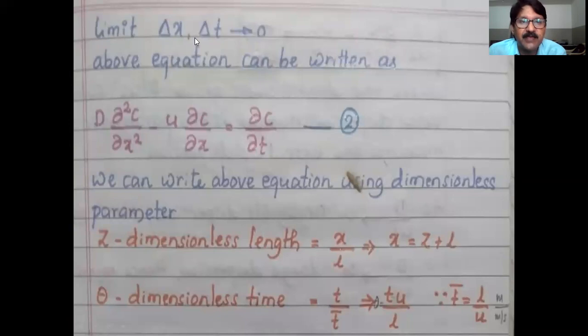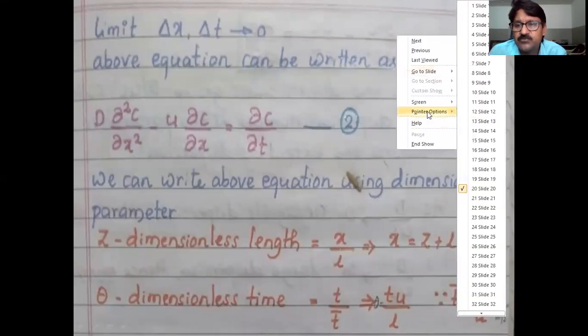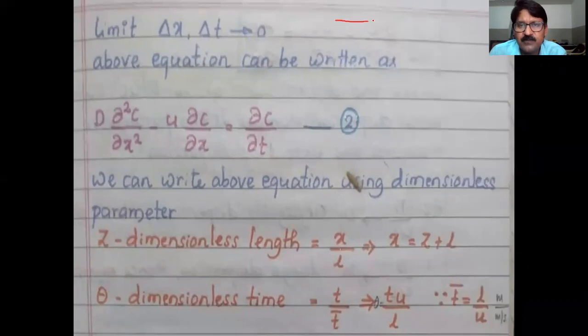As the limit of delta x and delta t tends to 0, it becomes very negligible compared to the length of the reactor. Why do we make it tend to 0? In mathematics also we consider this. If you compare it with the length, it is very small compared to the total system. Therefore, as it tends to 0, the above equation can be written directly.